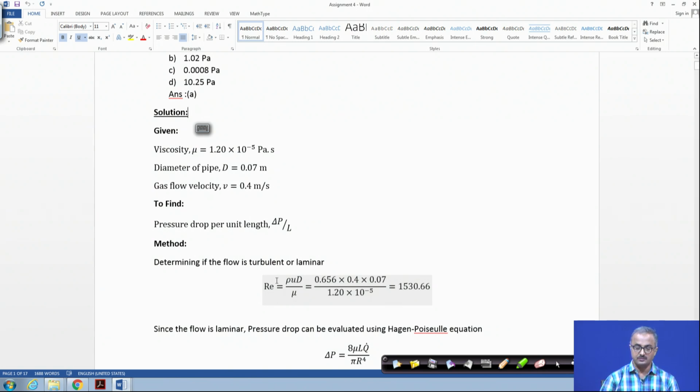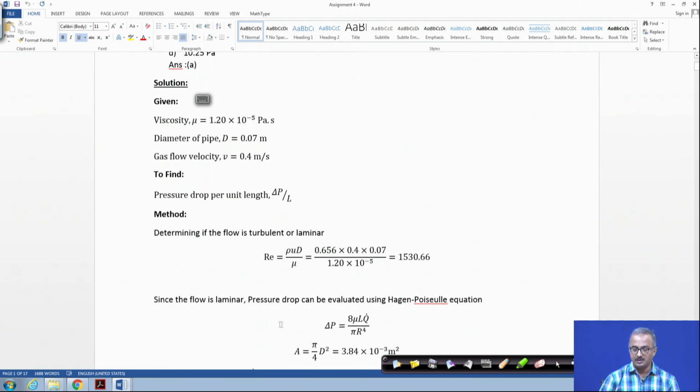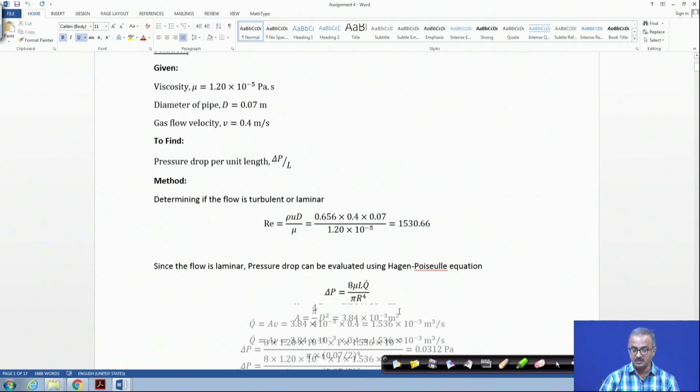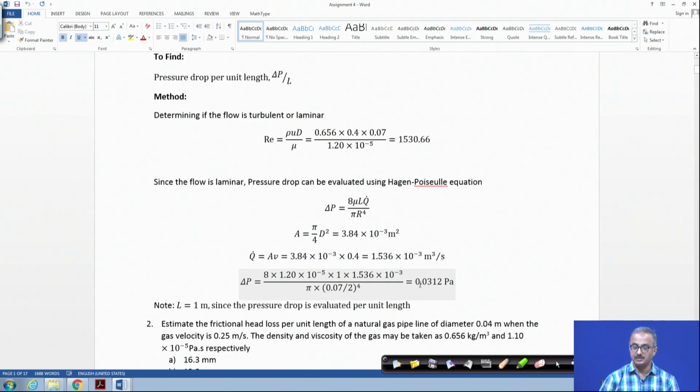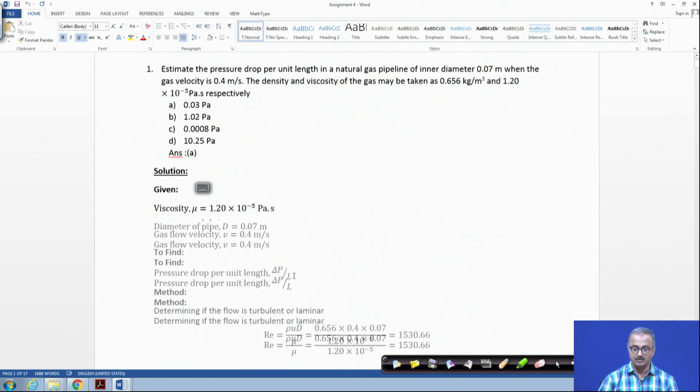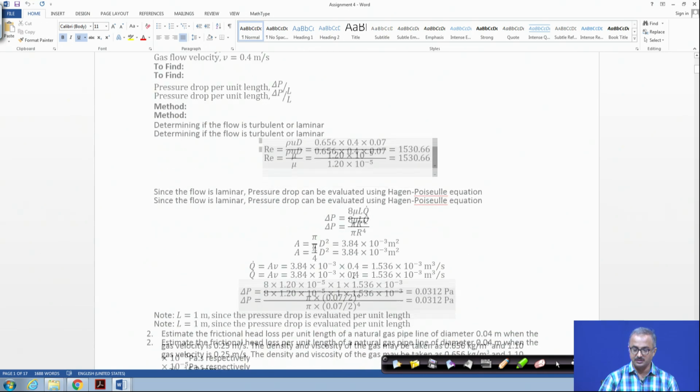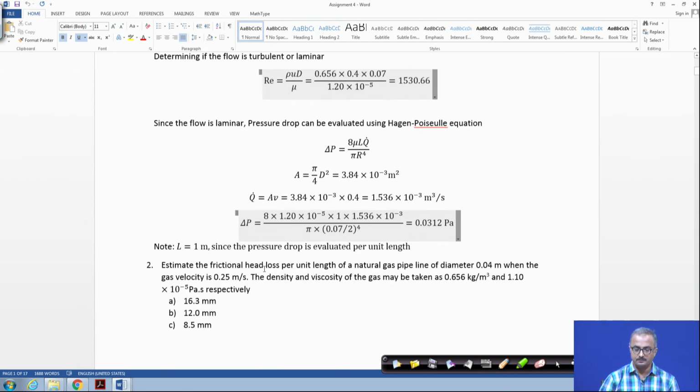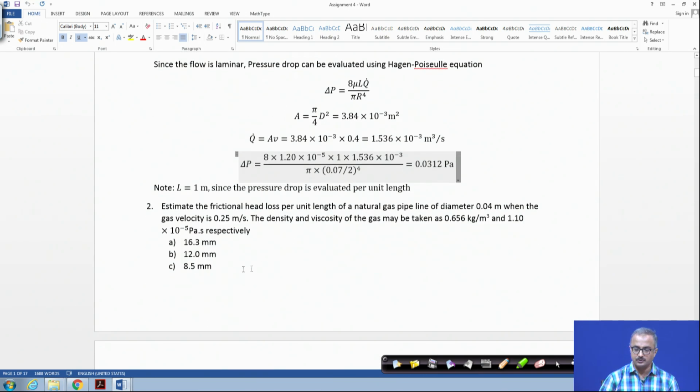So in this case, we find that the Reynolds number comes to this particular value. This is much less than 2000, that is the critical Reynolds number in a circular pipe flow. So we see that this is a laminar flow, and in laminar flow we take the Hagen-Poiseuille equation and find out the pressure drop value. So this is how we obtain the value of the pressure drop per unit length.